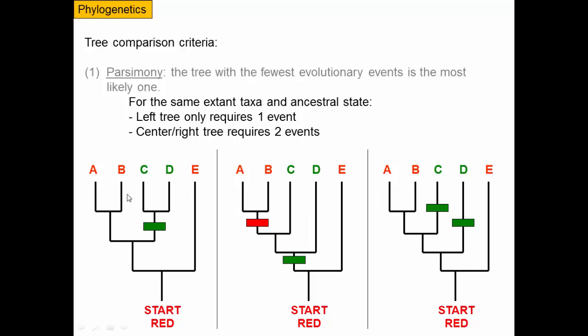Therefore, if we're trying to decide, do we prefer this tree or do we prefer this tree, we'll go with this tree because it is more parsimonious. It only requires one change. It requires fewer than the others. And so when we're comparing different trees, we can look and see what is the minimum number of evolutionary events needed on each of our trees to get the current taxa, and we'll prefer the one with the minimum, and we'll discard or not like as much the phylogenies that would require more evolutionary events.